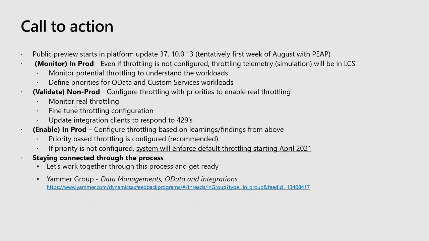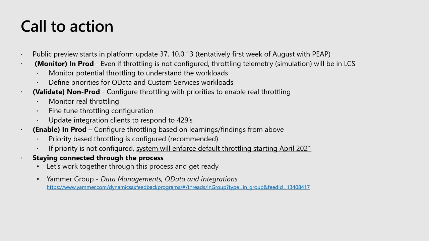Before we jump into Q&A, let's summarize and understand the call to action. These are some of the logical steps we should be thinking about starting now. Platform update 37 will tentatively be available in PEAP in early August, give or take a week or so. That is when throttling will be available as a preview. We should all start to look into it, play with it, understand how it practically works, and give us feedback. However, from a planning perspective, how can one plan to enable throttling in production?